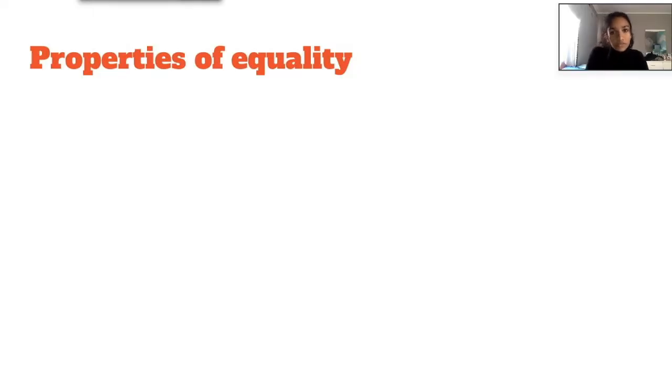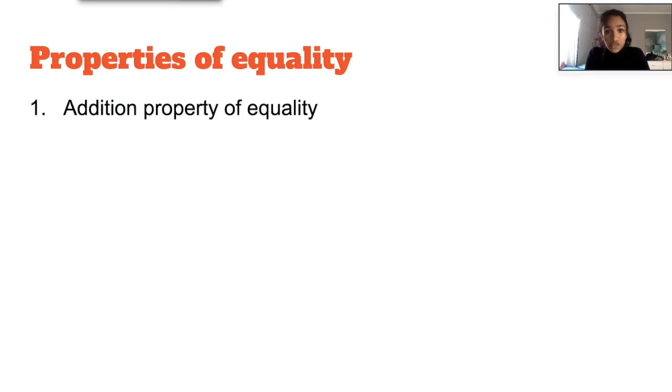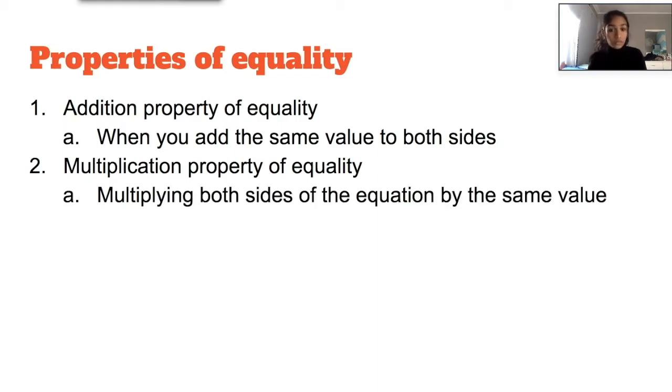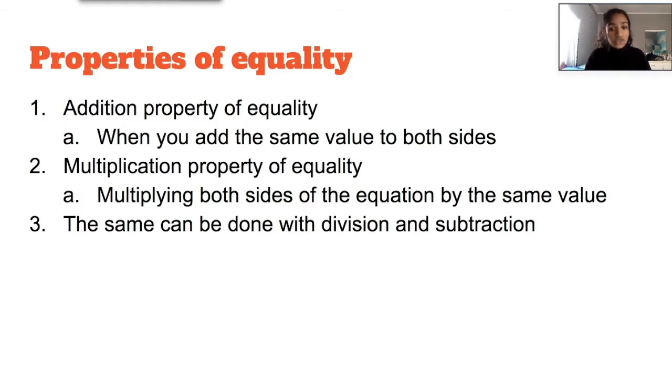So we're going to talk about a few properties of equality. The addition property of equality is basically whatever you add to one side, you have to add to the other side. That means that they have to be the same value. So if you're adding 3 to one side of the equation, you have to add 3 to the other side. The multiplication property is whatever you multiply to one side, you have to multiply to the other. Same thing. If you multiply 3 to one side, you multiply 3 to the other. You can't change the values. The same thing can be done with subtraction or division, but usually we don't really give it a name, but it's like a rule of thumb.